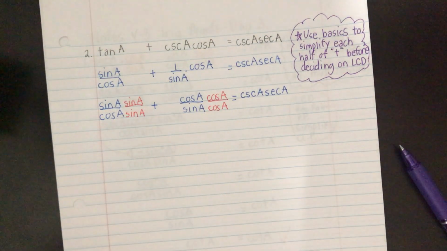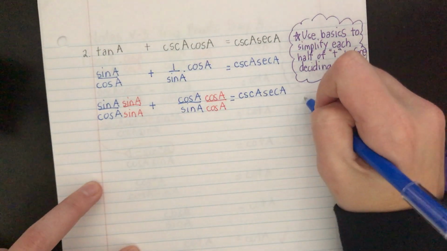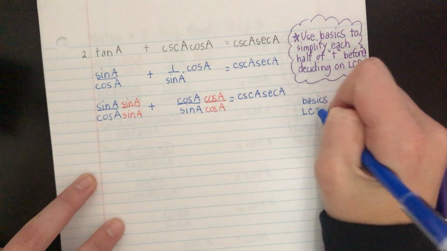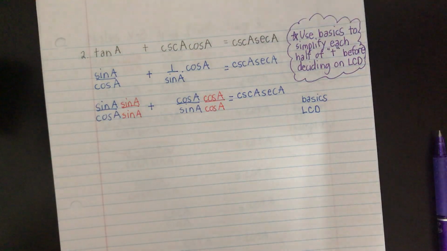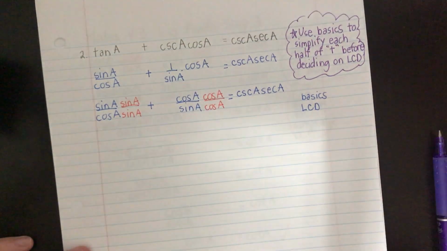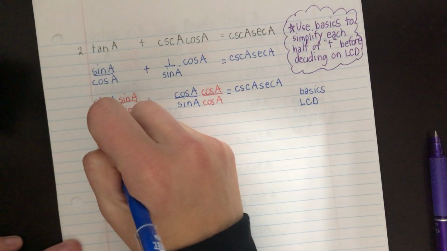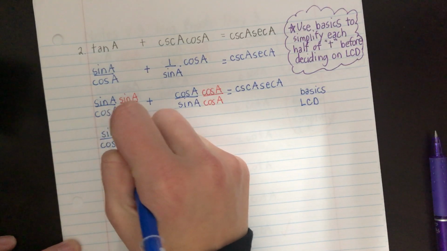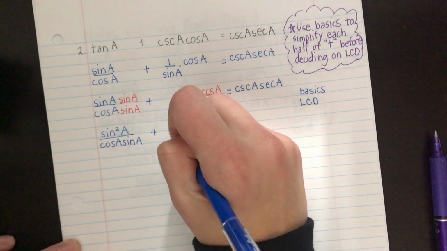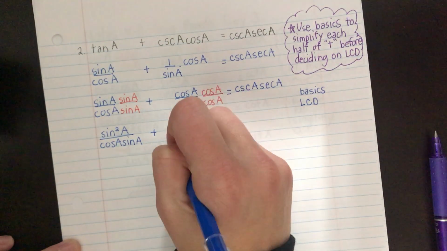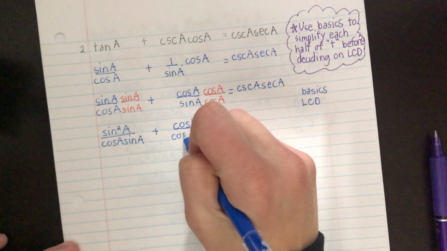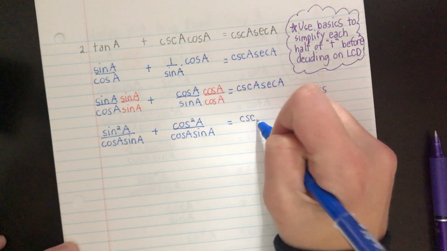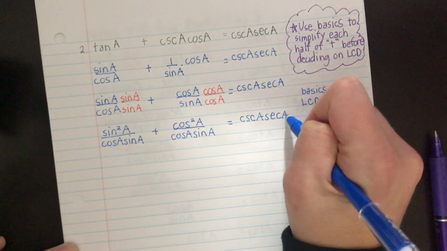So again, the first step here is we used our basics. Now we can find the LCD. So then we're going to have sine squared A over cosine A sine A plus cosine squared A, oh, I can already see where this is going, over cosine A sine A equals cosecant A secant A.